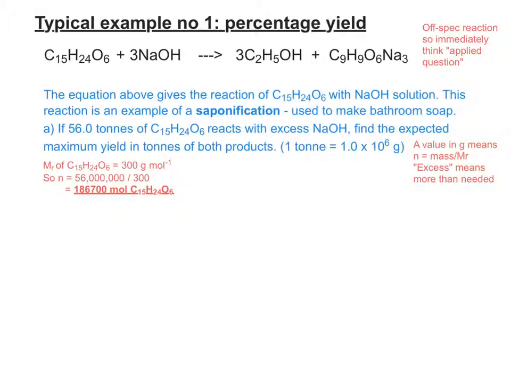So we get moving by working out the MR of C15H24O6. That's likely to get a mark. So now we've got the number of moles of C15H24O6, we can work out the number of moles of each product, which gets us a bit closer to working out the maximum yield in tons of both products. So all we really have to do is multiply up 186,700 the right number of times.